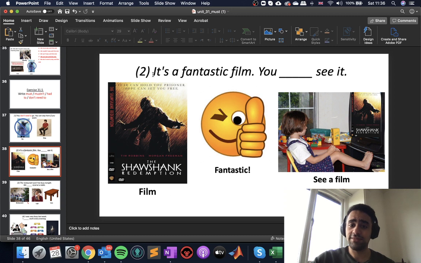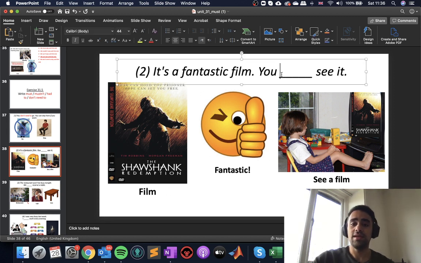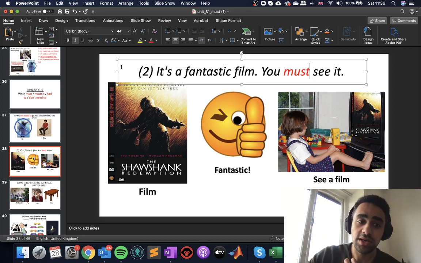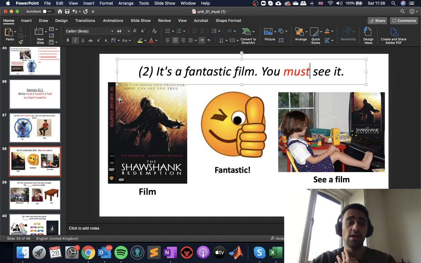It is a fantastic film. You something see it. So it's a great movie. You need to see it. It's necessary that you see it. So in this case, we will use must. You must see it because out of all the options, this is the one that corresponds the most. So we can't use mustn't because I'm saying it's a good movie.